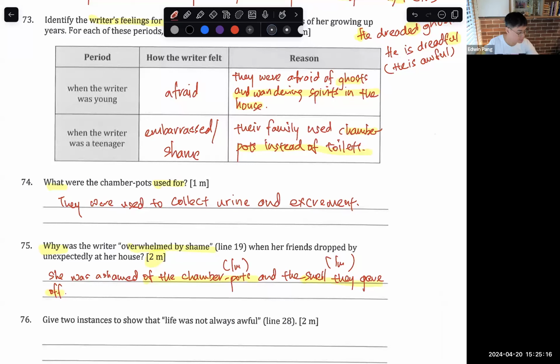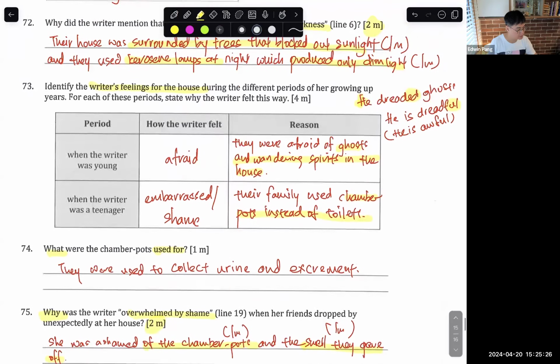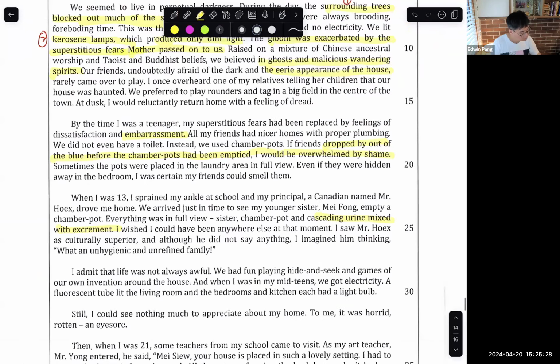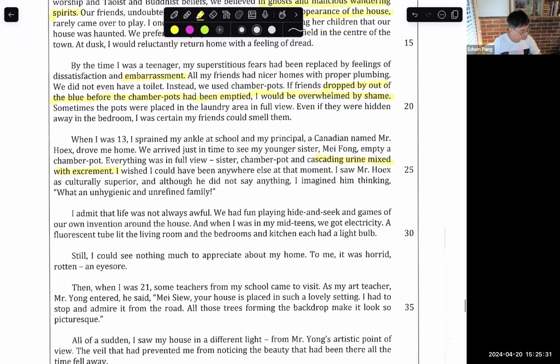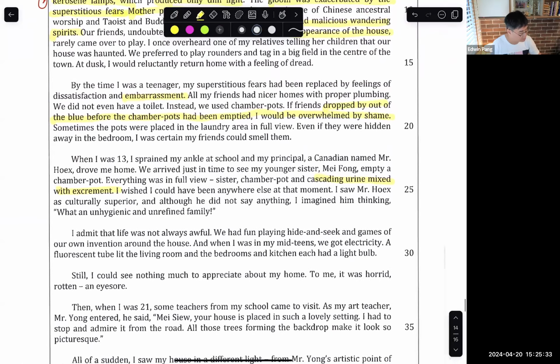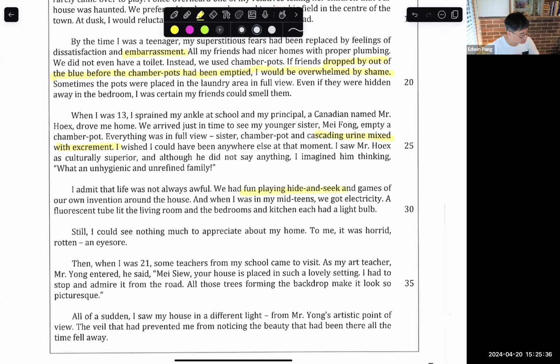All right. 76. Two instances to show that life was not always awful. Okay, they had fun playing hide and seek and games of their own invention. And then they got electricity. So these are the two main things that made life more bearable. They could play games of their own invention and they got electricity.